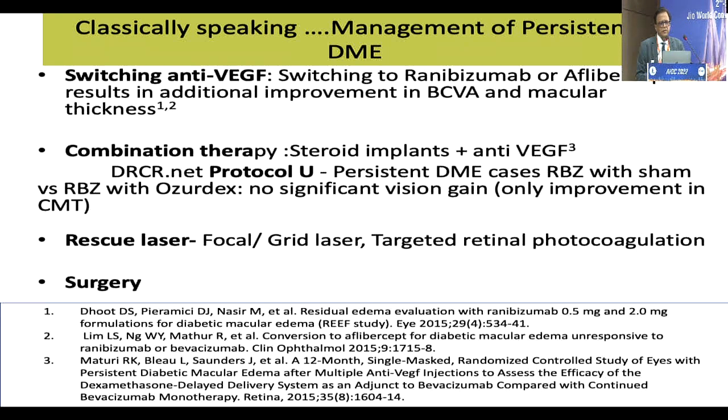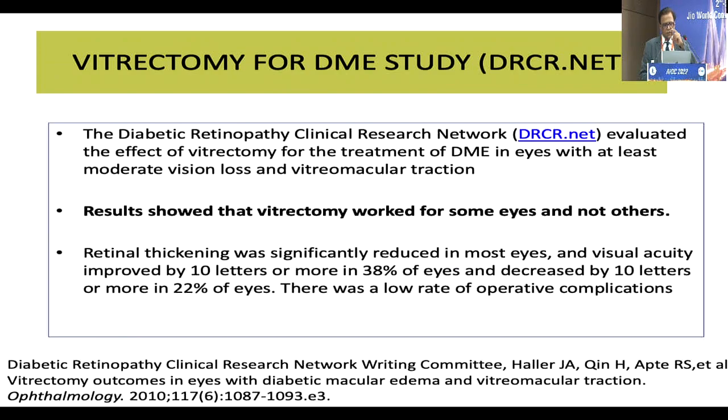You can do rescue laser, and laser always plays a big role in DME, though it's not supposed to be done in the center, but it can be done in the paracentral area where you can do focal laser. Or in the periphery, we can do a peripheral targeted laser based on the fluorescein. The fluorescein tells you where the capillary non-perfusion areas are. You can do rescue laser.